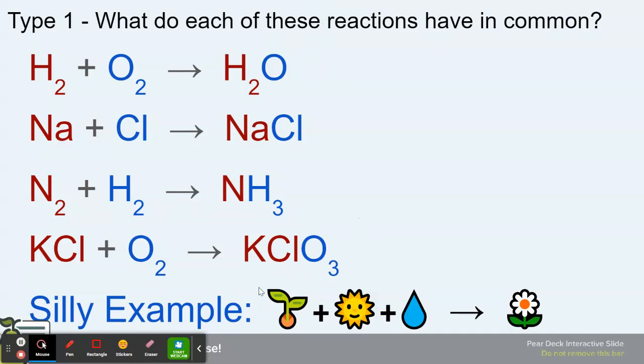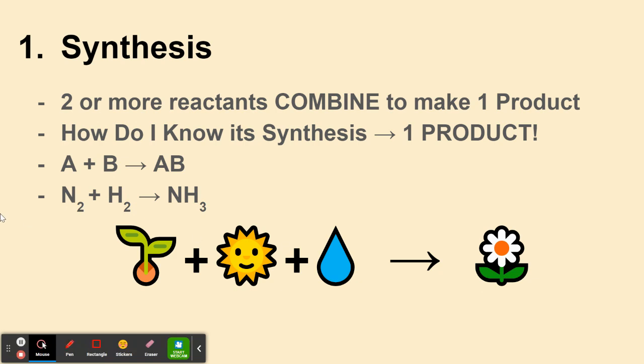Now, as our little silly example, if I have a plant and sun and water, eventually it'll blossom into a flower. So I have all of these things come together to make one flower, right? I made one thing in the end. So we have two or more substances, two or more reactants, combined to make one product. The way we know we have a synthesis reaction is it ends with one thing. Another good way to think about it: synthesis means to make something. So if you synthesize something, you're making a product.